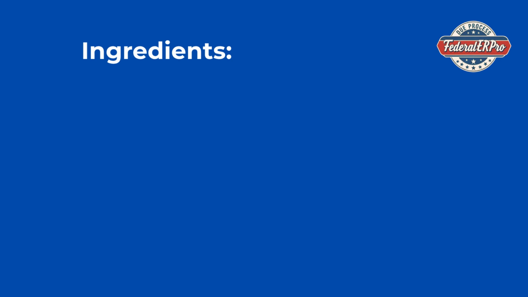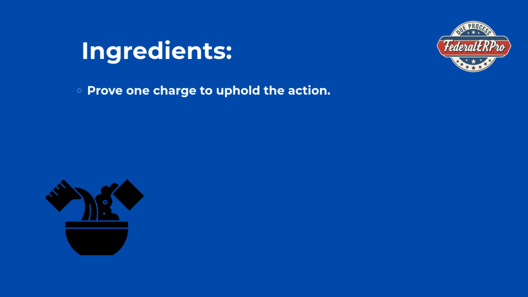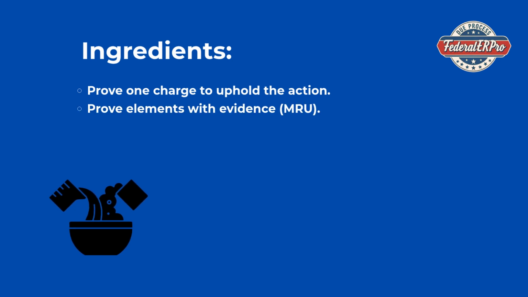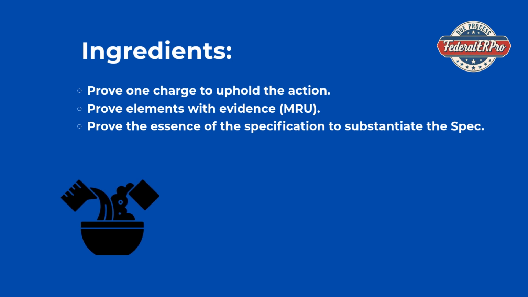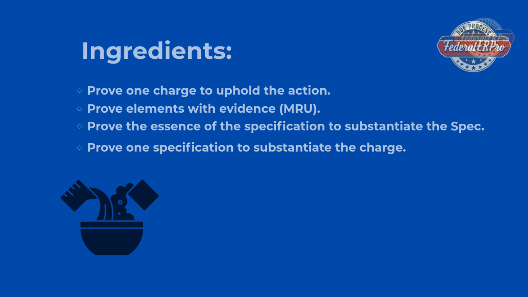Think of crafting charges like following a recipe. To uphold an adverse action, you generally need to prove at least one charge. Within each charge, you must prove its elements using evidence, referred to as materials relied upon, or the MRU. Additionally, to substantiate a specification, you need to prove its essence. And proving just one specification can substantiate an entire charge.